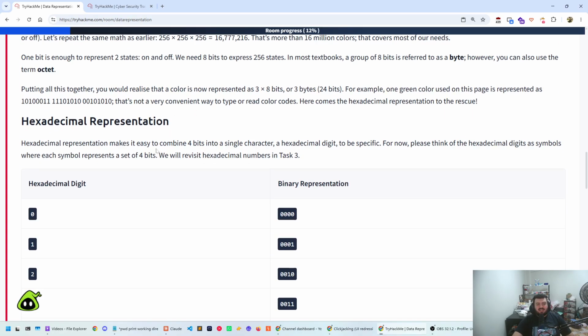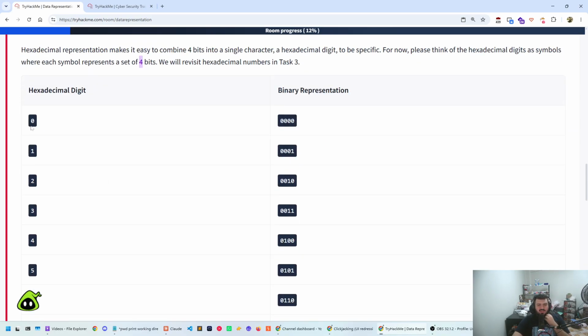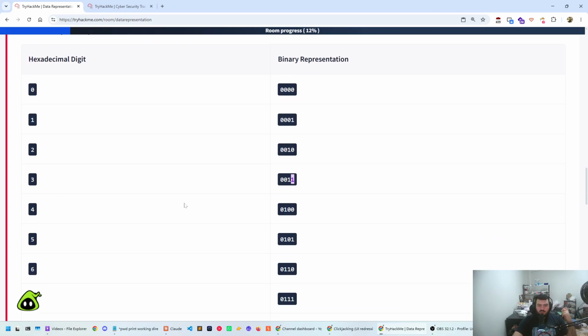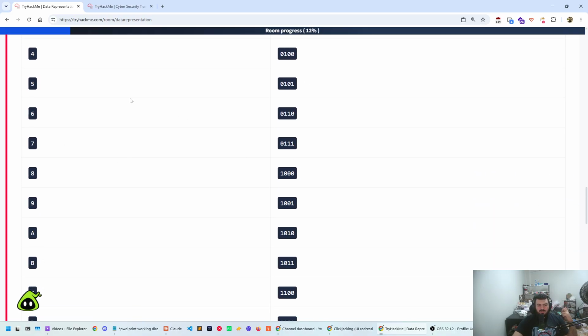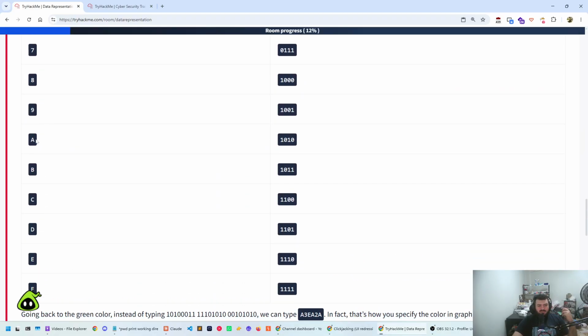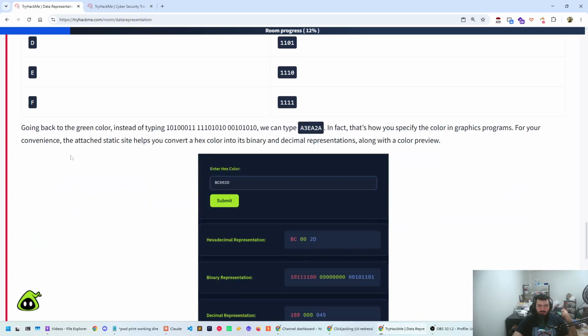Hexadecimal representation makes it easy to combine 4 bits into a single character, a hexadecimal digit. To be specific, for now, please think of the hexadecimal digits as symbols, where each symbol represents a set of 4 bits. We will revisit hexadecimal numbers in task 3. Okay. So hexadecimal digit 0 is 4 zeros in binary, 1 is 0001, 2 is 0010, 3 is 0011, 4 is 0100, and so on. And then you have A, B, C, D, E, and F.